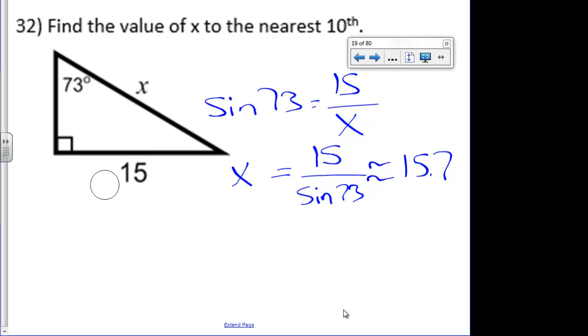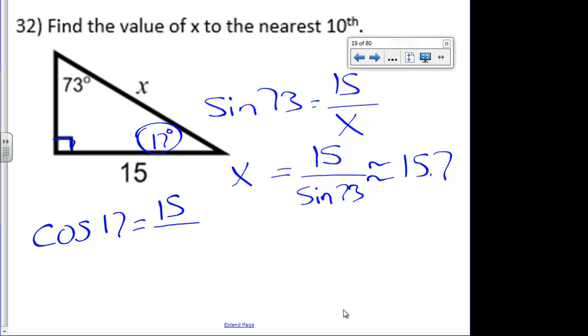Now, there's a different way to do this. Because this is a right triangle, I know the measurement of this angle is 90 degrees. I have the other angle, or a second angle, that's 73 degrees. What is the measurement of this angle? Well, if you do 90 minus 73, you should get 17. So now I can actually use 17. I can use the cosine of 17 degrees equals 15 over x.